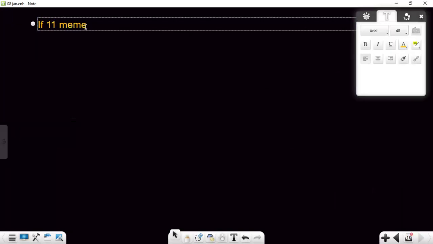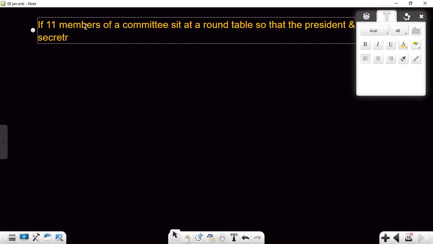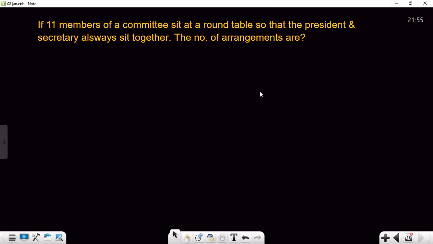If 11 members of a committee sit at a round table so that the president and secretary always sit together, then the number of arrangements are... This is a round table. Nice. So let's make a round table then.